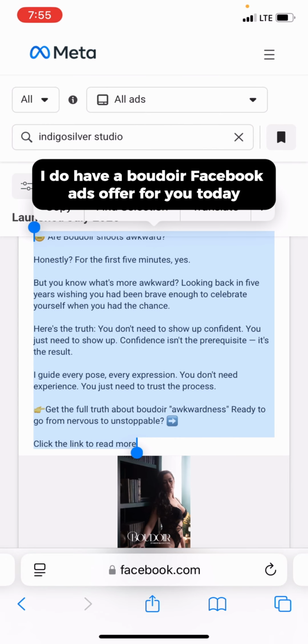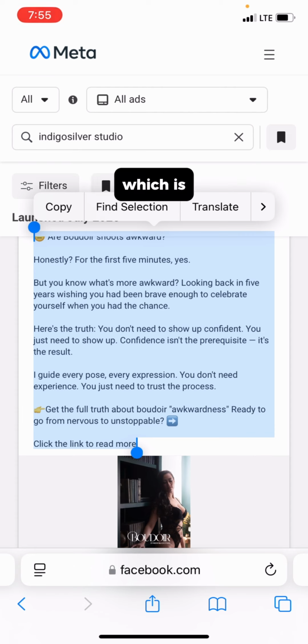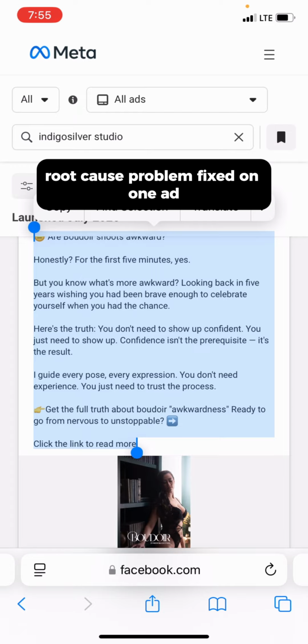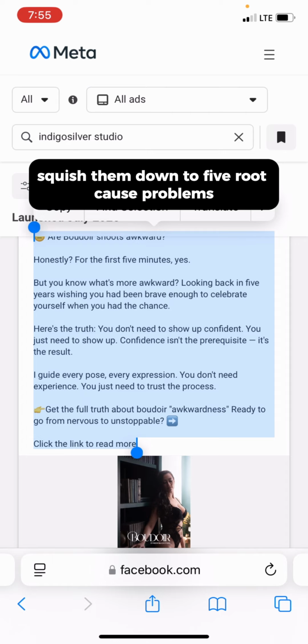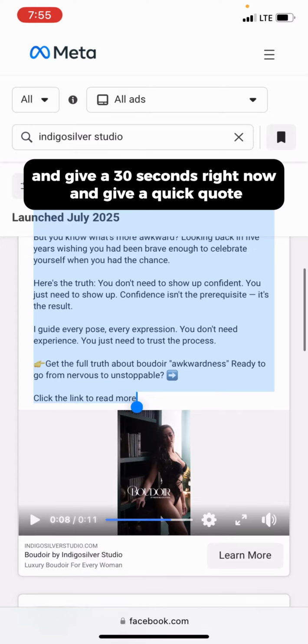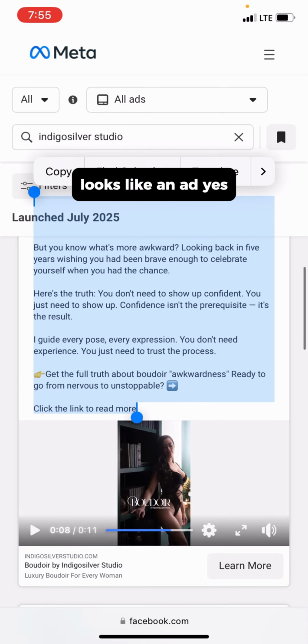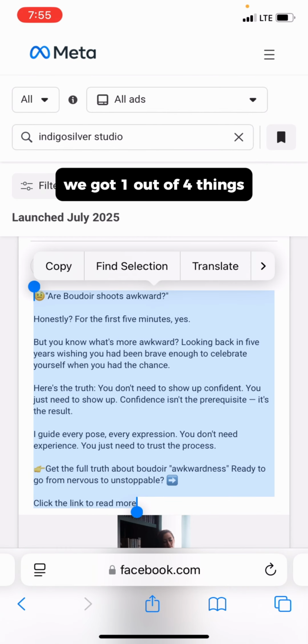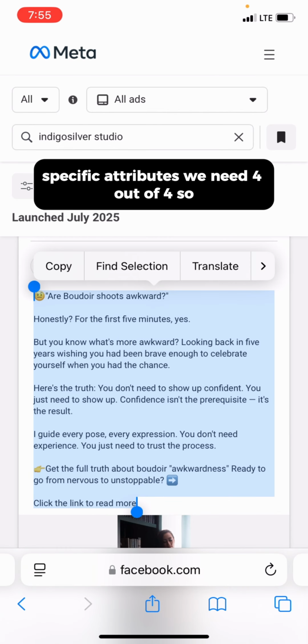I do have a boudoir Facebook ads offer for you today, which has two options. Option one is I do a pay per root cause problem fixed on one ad. I take the 10 mistakes and squish them down to 5 root cause problems. So I can do this right now and give a quick quote. Looks like an ad, yes. Root cause problem 1, see more headline. We got 1 out of 4 things, specific attributes. We need 4 out of 4.